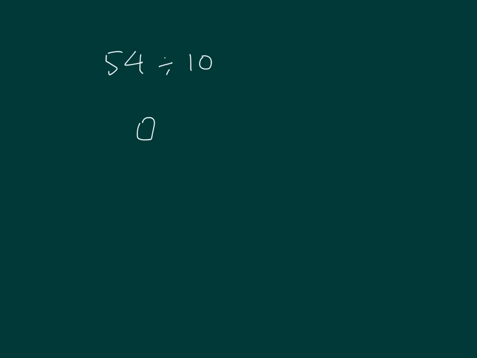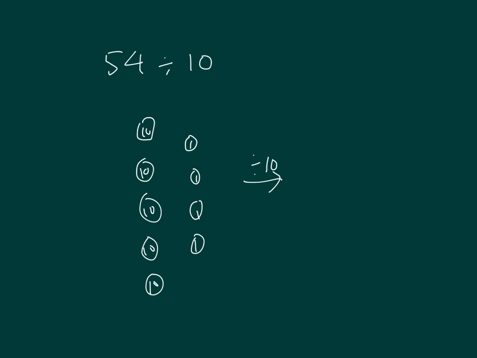We have 5 tens and 4 ones. When we divide by 10, each of our tens disks becomes a ones disk. 10 divided by 10 is 1. And each of our ones disks becomes a tenth.